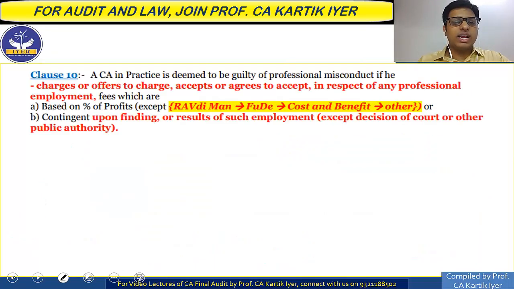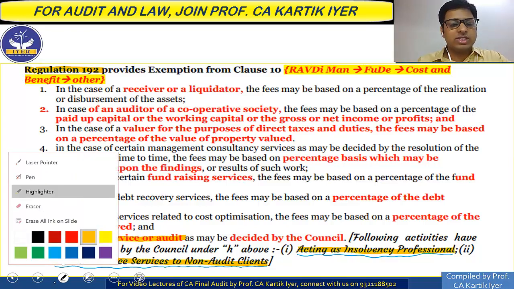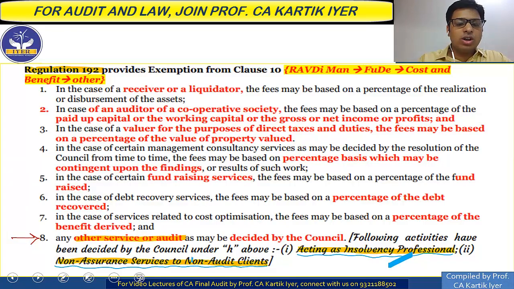Now let's go ahead. Now we are entering clause 10, and in clause 10 there is a related regulation, that is regulation 192 here. And in relation to that, there is a last point here called any other service or audit as will be decided by council. In that they have included acting as insolvency professional, and second, a non-assurance service to non-audit clients. Non-assurance service, for example, you can take management consultancy service, that is a non-assurance service. Okay? So if that is provided to non-audit clients, what they're saying is for this insolvency professional and for this non-assurance service to non-audit clients, there is an exemption from clause 10.